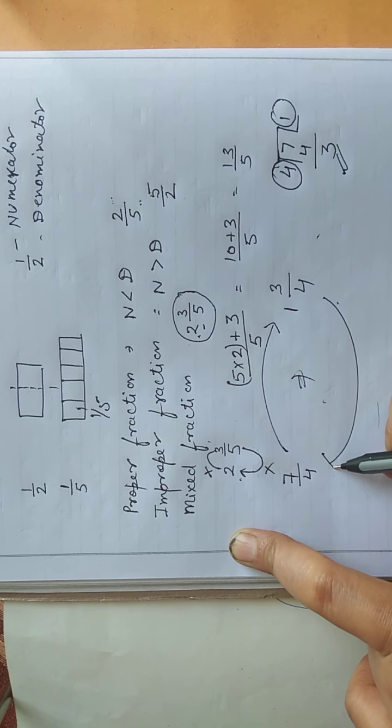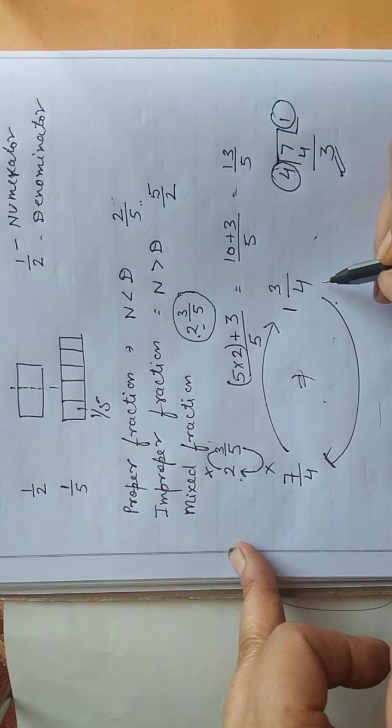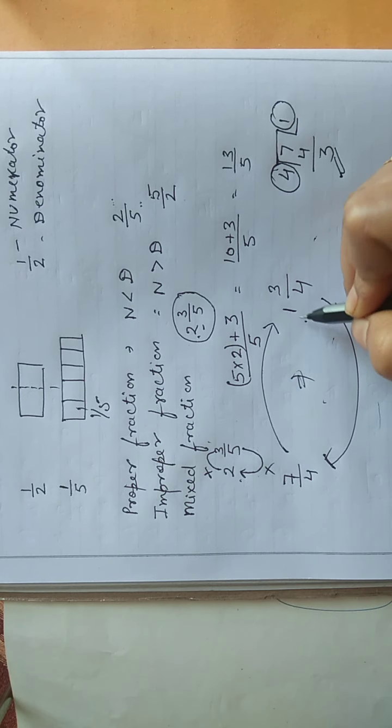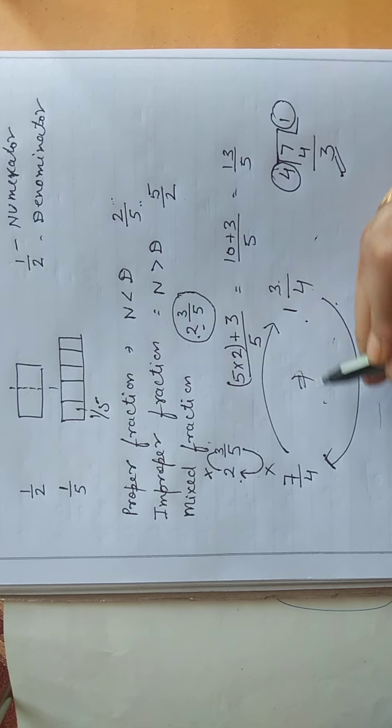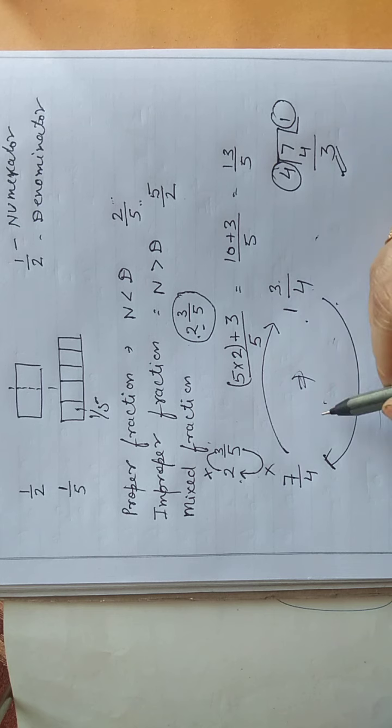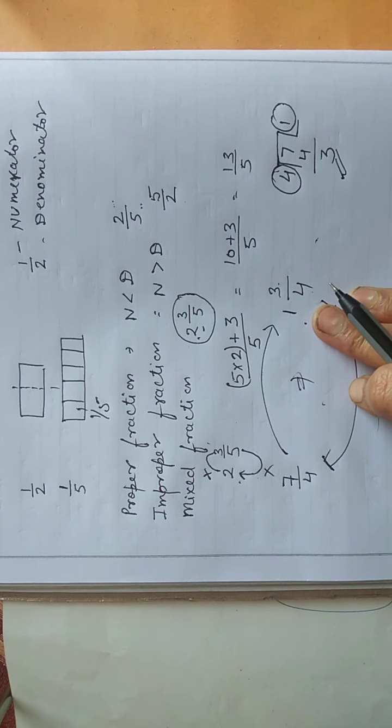Again, you can reverse it. How can you reverse it? 4 ones are 4, 4 plus 3 is 7. You get 7 upon 4. So you can convert it in both ways.